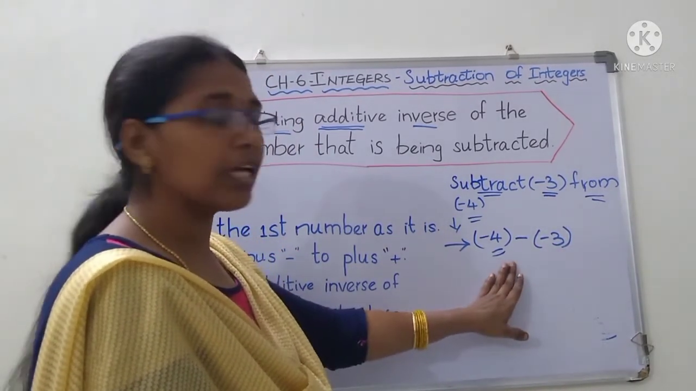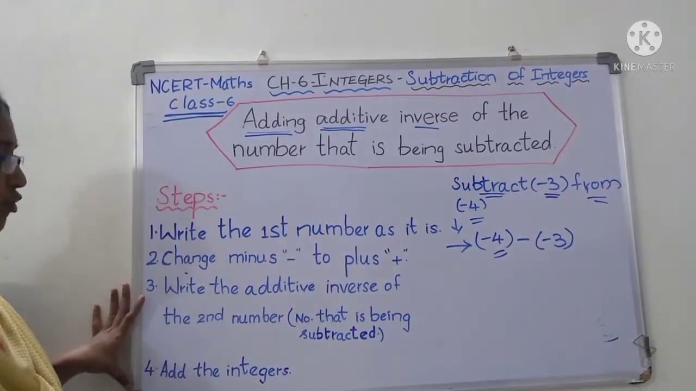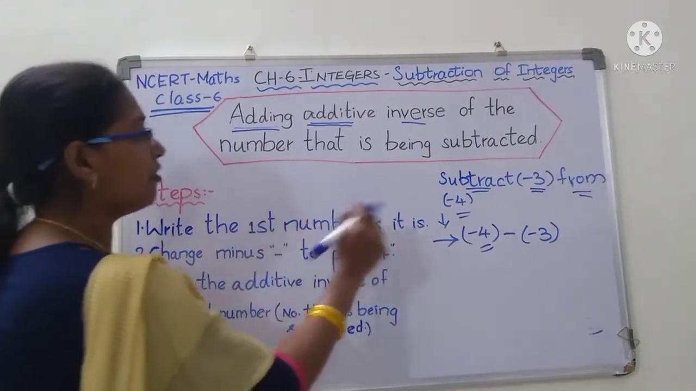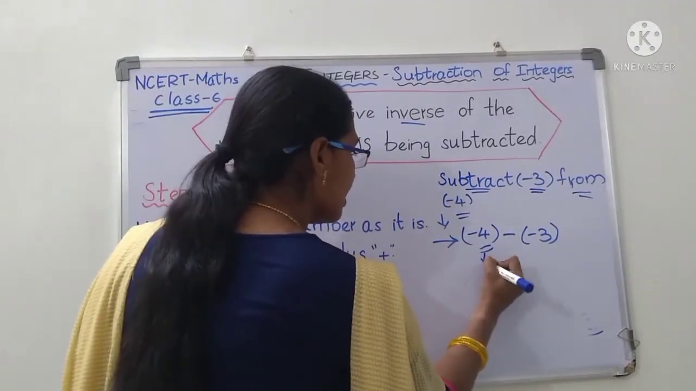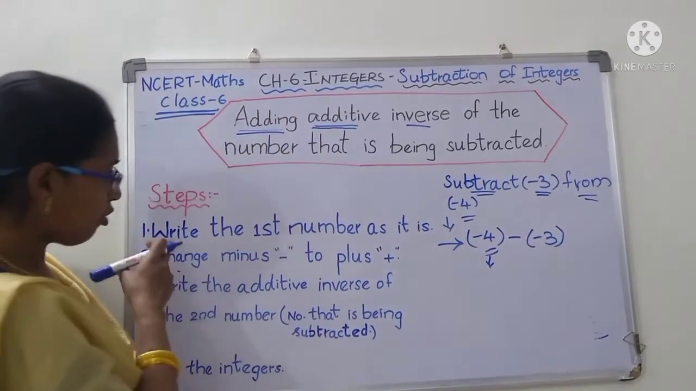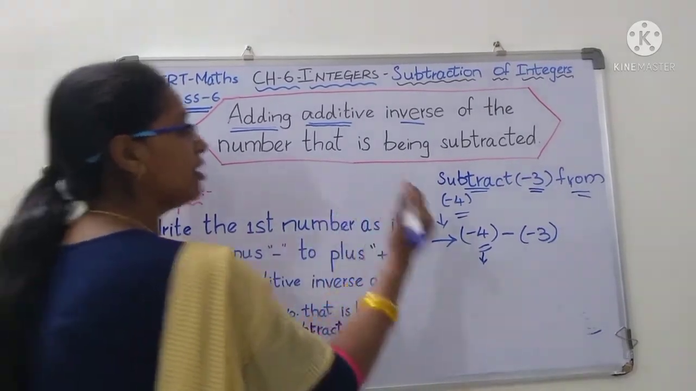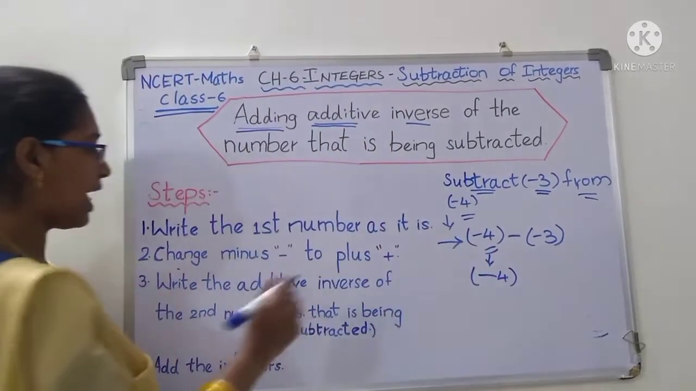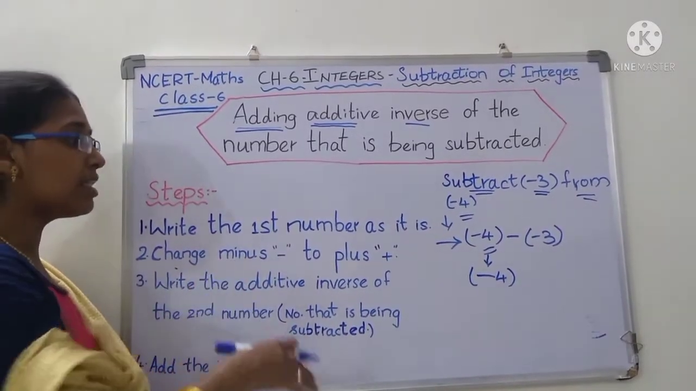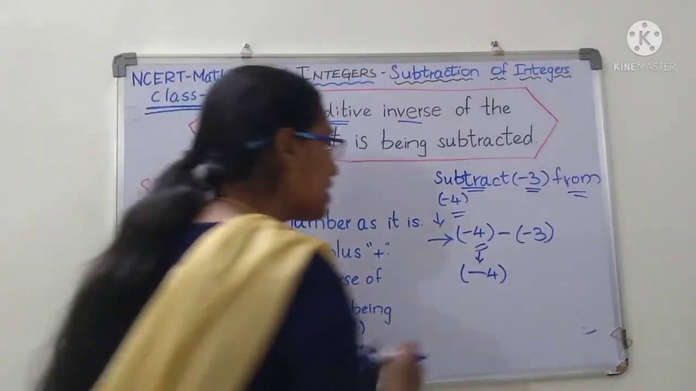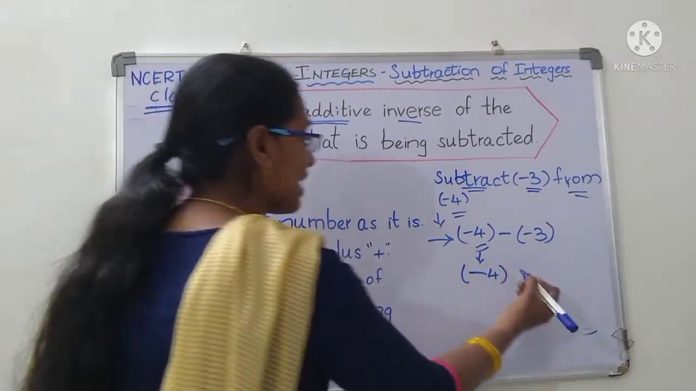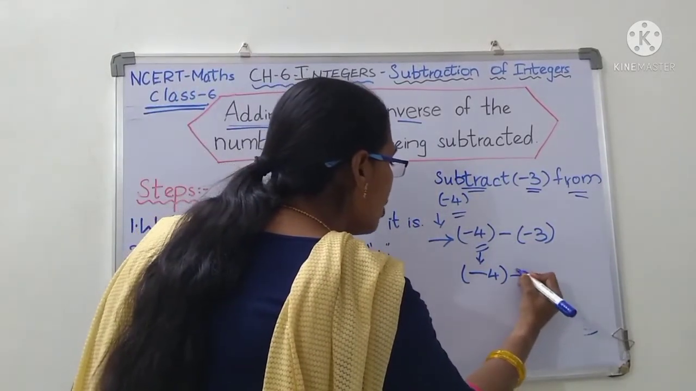When we are doing subtraction, we should follow these 4 steps. First step is write the first number as it is. The first number is minus 4. We write minus 4 as it is. Then change minus to plus. We are doing subtraction, so the symbol is minus. In the second step, we change minus to plus.